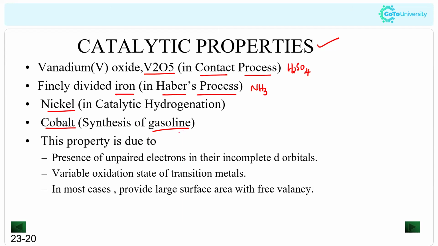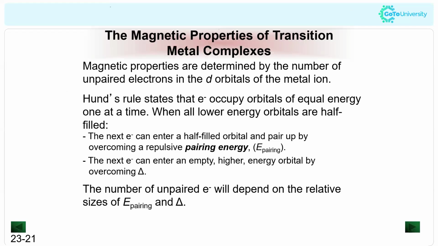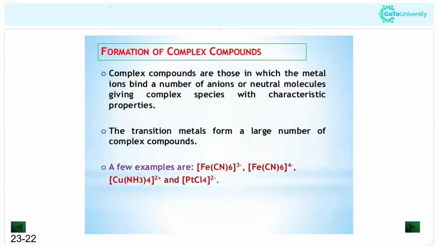So, why do they show the catalytic property? This is due to the presence of unpaired electrons in their incomplete d orbitals. This is one reason. Another one, they can show variable oxidation states, so they can produce intermediates in between. That is one more reason for their catalytic property. Next, they have a large surface area, because the catalyst works by providing the surface area for the reaction, right? So they can provide the surface area with free valency. That is also important.